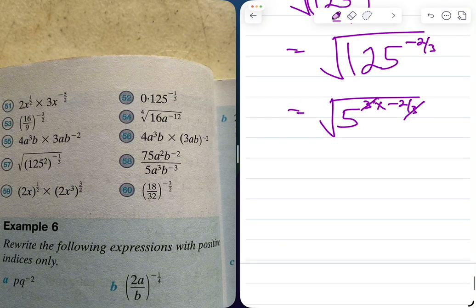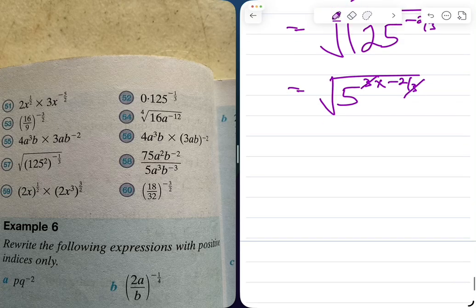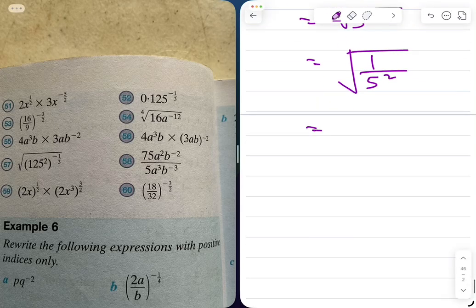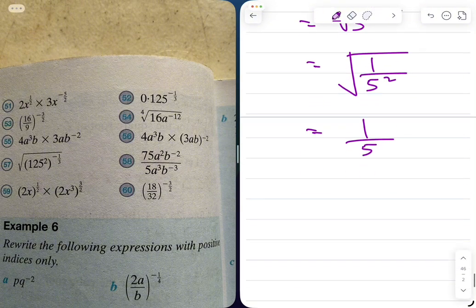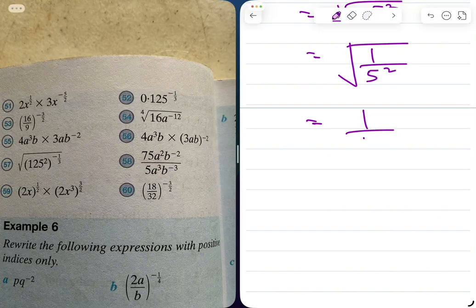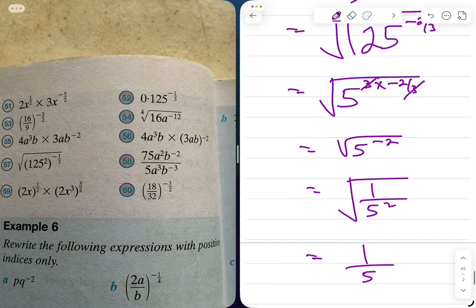5 is the same as 5 raised to the power 3, times minus 2 over 3. So that simply means the square root of 5 raised to the power minus 2, which means the square root of 1 over 5 raised to the power 2. The square root of 1 is 1, the square root of 5 raised to the power 2 is 5. And that's 1 over 5, very, very simply.